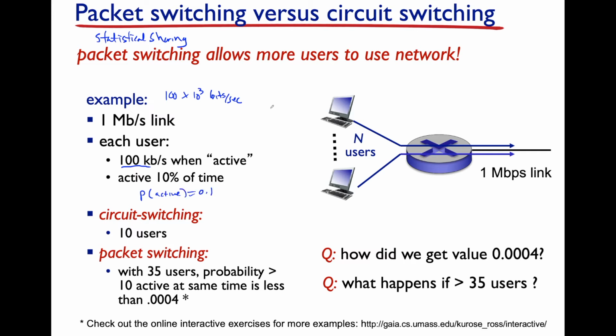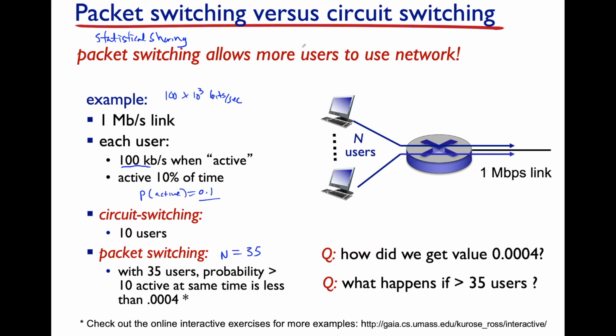With the circuit switching example, if you have 10 users and you are allocating circuits, say 10 channels, and all 10 users want to use the channel, you're going to have full bandwidth usage because 10 times 100 kilo is 1 megabit. Each of these 10 users uses their 100 kilobits per second of bandwidth, whether they're actively sending or not, it's allocated. With packet switching, on the other hand, suppose you have a total of n equals 35 users, and the probability that a single user is active is again 10%, or 0.1. What's the probability that more than 10 users are going to be active at the same time? That probability is going to be less than 0.0004.